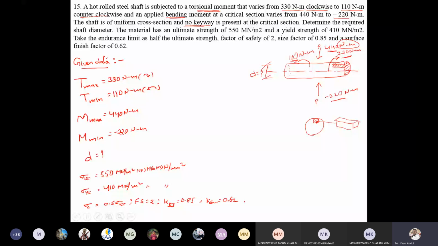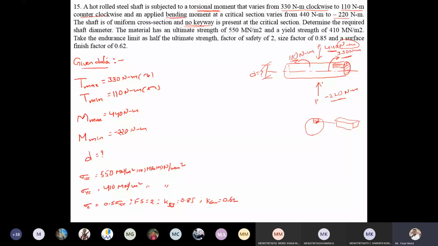Okay, so after writing given data, observe the problem. Whatever the system is given here, one shaft is there. To this shaft, two different category loads are applying here. One is the direct bending load applying. One is the torque applying. Because of torque, shear failure is going to happen. Because of bending load application, bending failure we can observe. Two different categories are going to apply here.